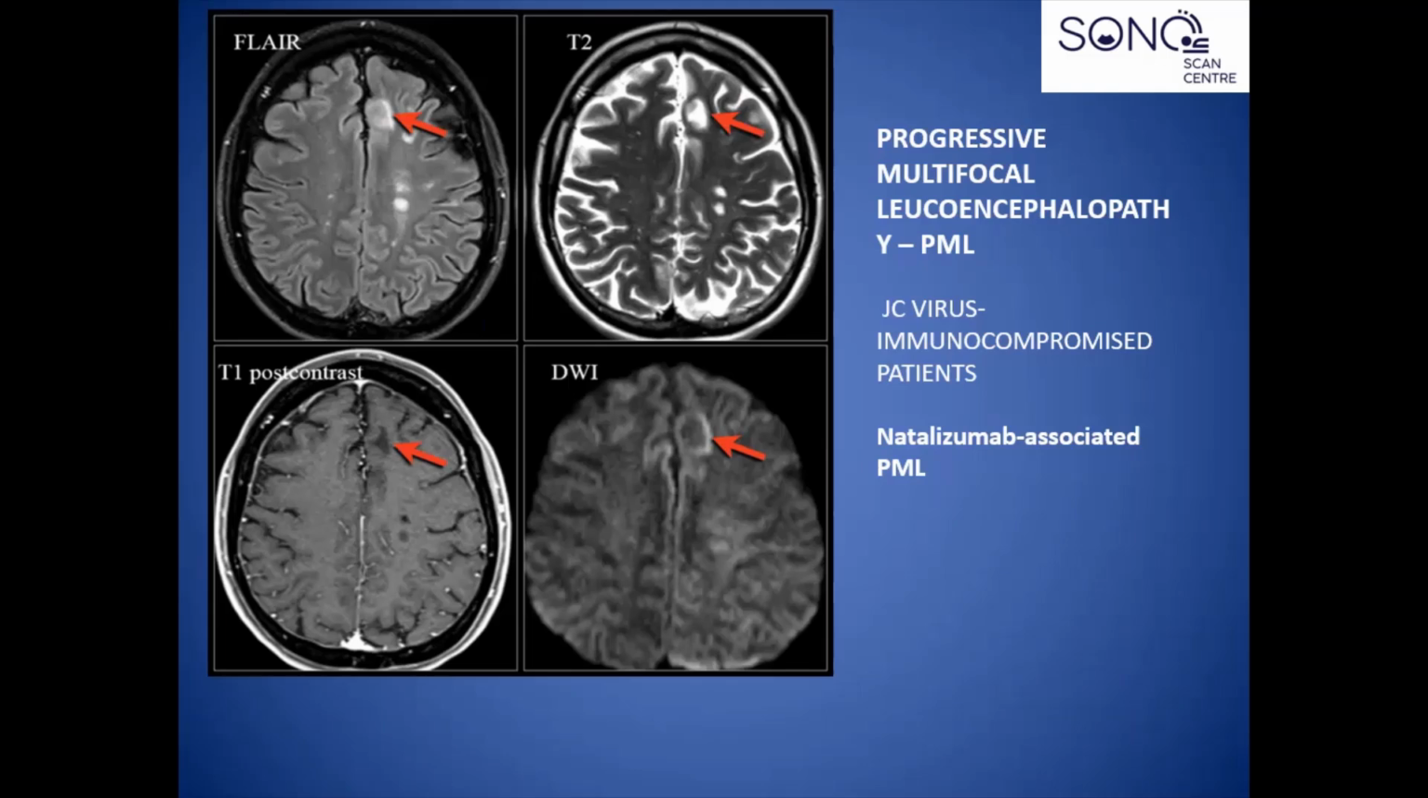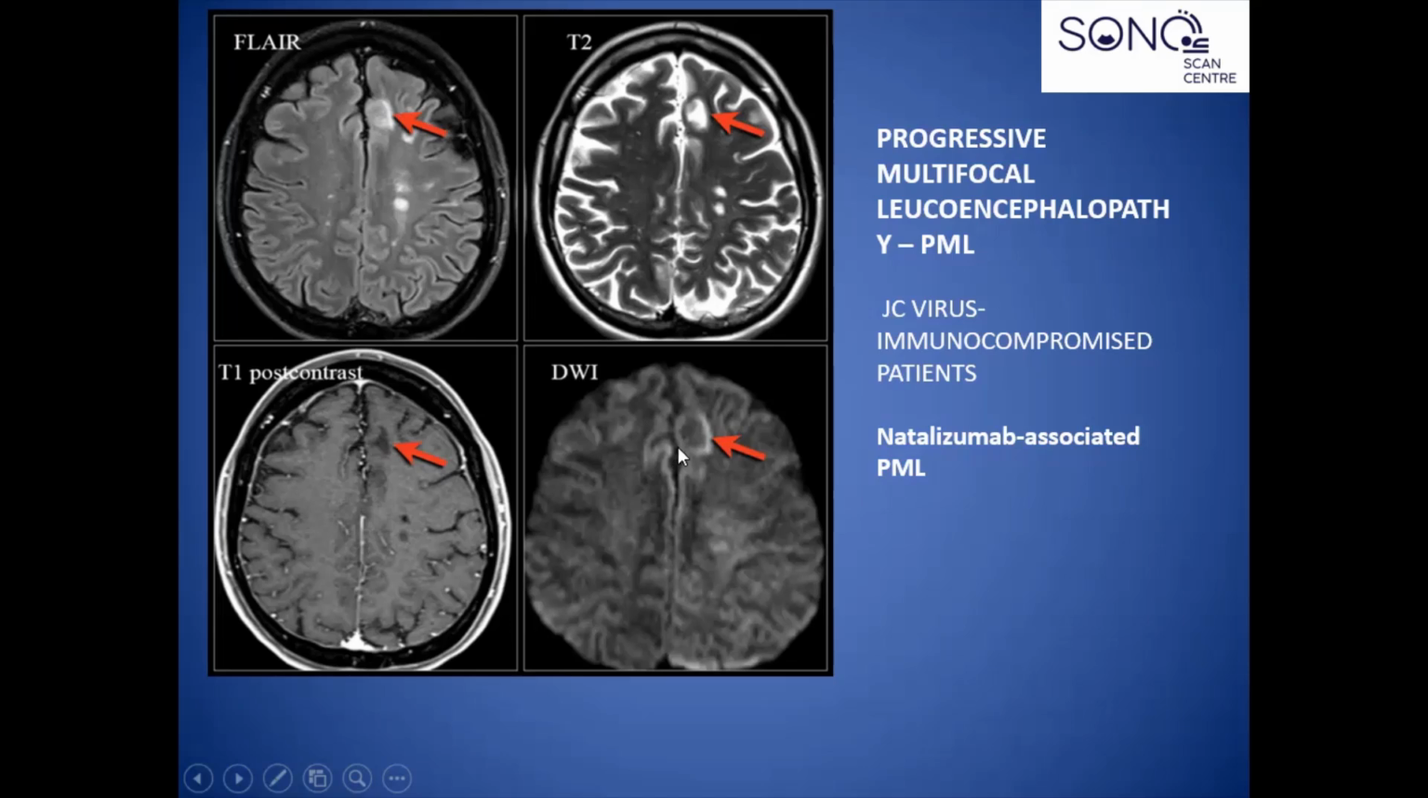Another differential is PML, progressive multifocal leukoencephalopathy. The history is important to narrow down this DD because it comes mostly in immunocompromised patients. The JC virus is one of the causes here. And look at the size of the lesion. This is a FLAIR sequence. This is a T2 sequence. In the FLAIR sequence, we saw a big lesion here. In MS, we saw small lesions, but here, look at how big it is in the juxtacortical or subcortical area. And this is a drug-associated thing; natalizumab-associated PML is also known here.